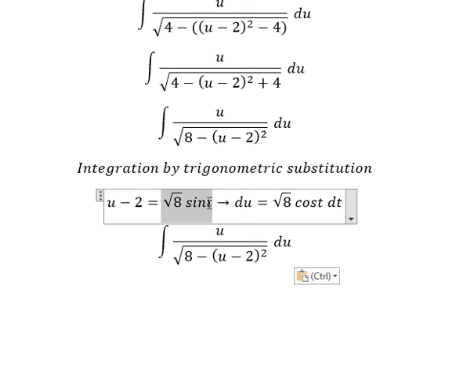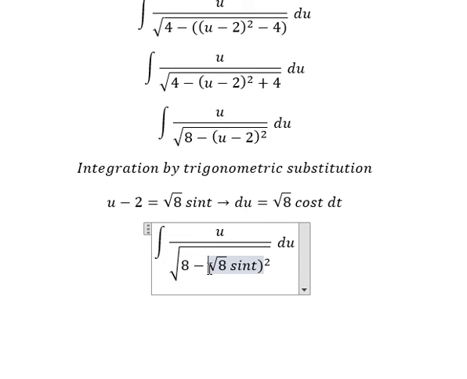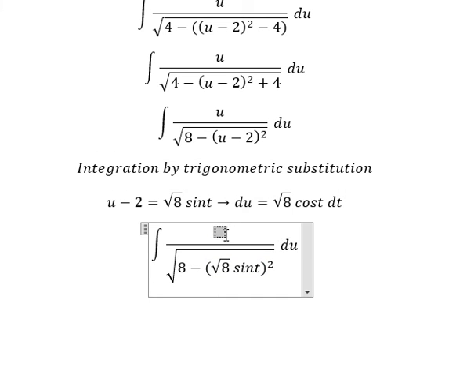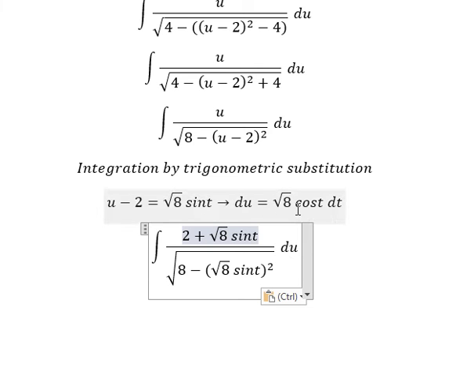So I will put this one in here. About u, we need to put negative number 2 to the right, and you get 2 plus the square root of 8 with sine t du. That's this one.